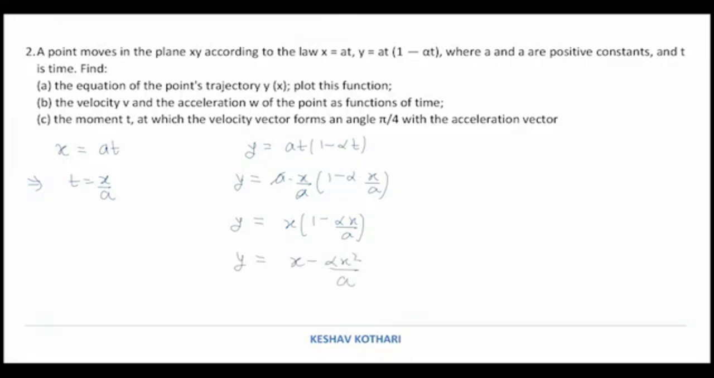So this is the equation of a parabola. Next we will be calculating the velocity and acceleration vector. If we wish to write the velocity vector, along the x-axis we differentiate at with respect to time and obtain the velocity along i cap, and along the y-axis we differentiate at(1 minus alpha t) with respect to time and obtain velocity along j cap. So the velocity vector can be written as a i cap, and along j cap it is a(1 minus 2 alpha t) j cap.